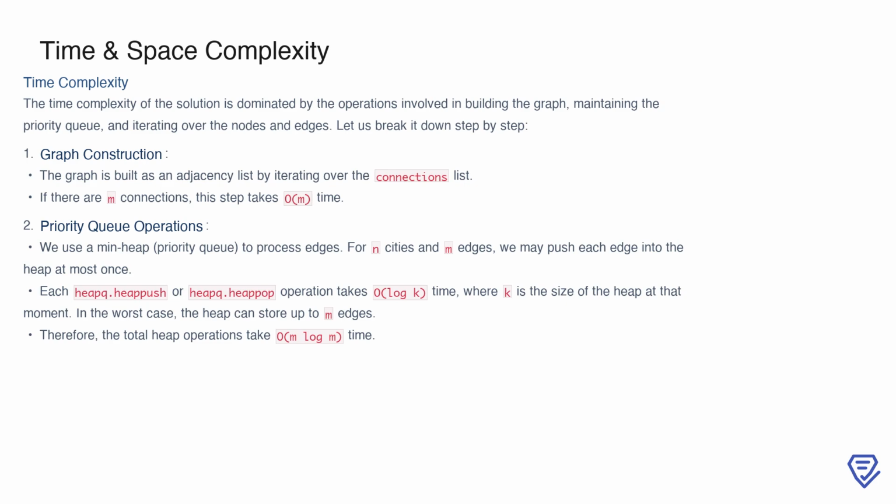Next, we use a priority queue to manage the edges. Given n cities and m edges, each edge may be pushed into the heap at most once. The heap operations, whether pushing or popping elements, take O(log k) time, where k is the heap size at a given moment. In the worst case, the heap can grow to store all m edges, leading to a total of O(m log m) time for these operations. These two components contribute significantly to the overall complexity.